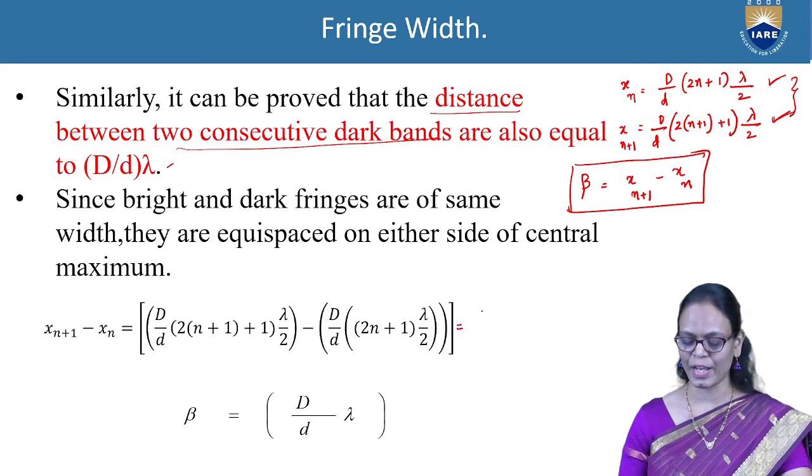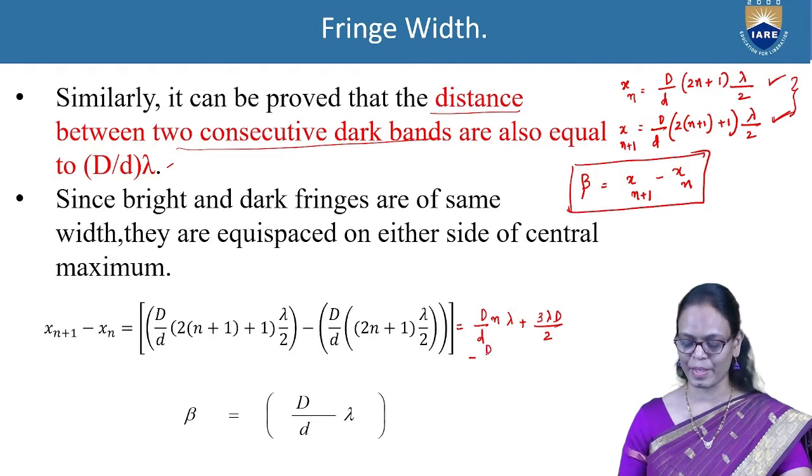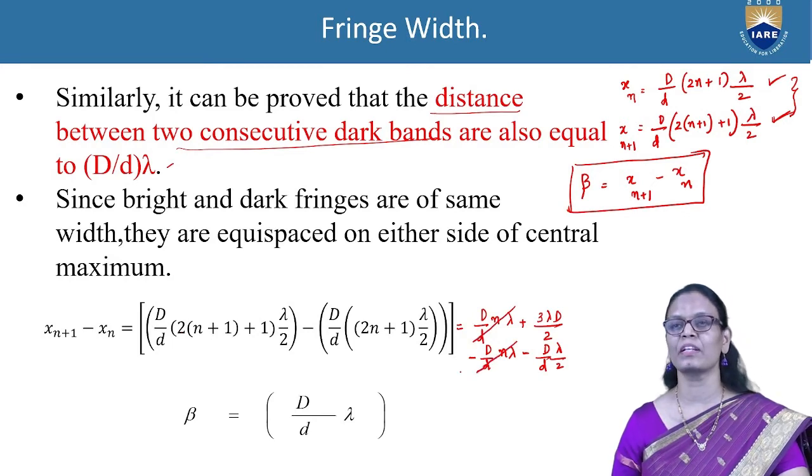So when we expand these terms, we have capital D by small d into 2n into lambda by 2. So this gives us n lambda. Then here we have 2 plus 1, 3, so plus 3 lambda by 2. And here we have minus capital D by small d into 2n lambda by 2, so capital D by small d into n lambda, minus capital D by small d into lambda by 2. So plus Dn lambda by d minus Dn lambda by d will get cancelled.